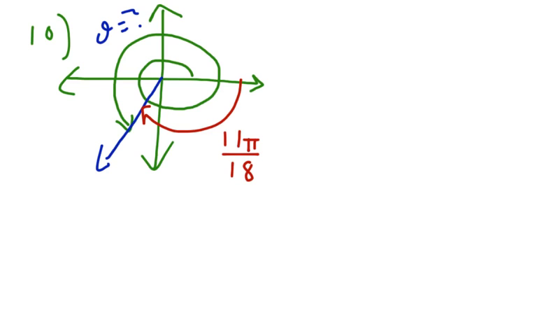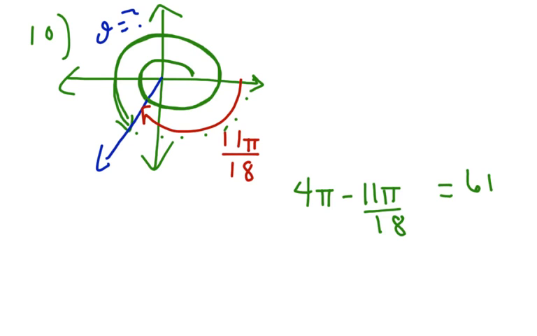So all I know is that if I swing this green all the way around, and if I decided to go back up in here, that would be 4 pi. So I can take 4 pi minus 11 pi over 18 and get my 61 pi over 18 and do it that way.